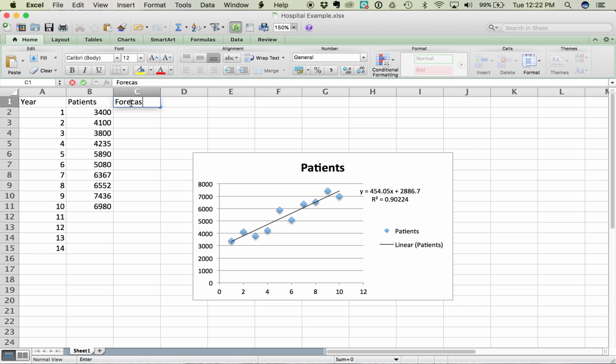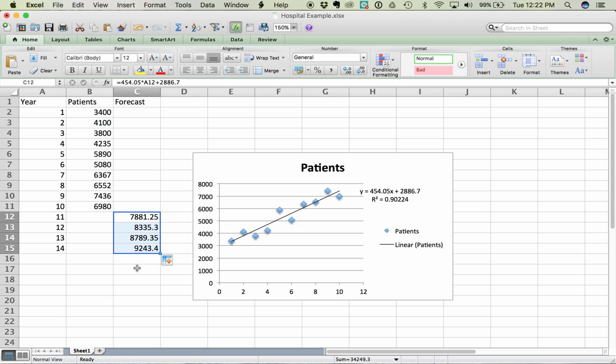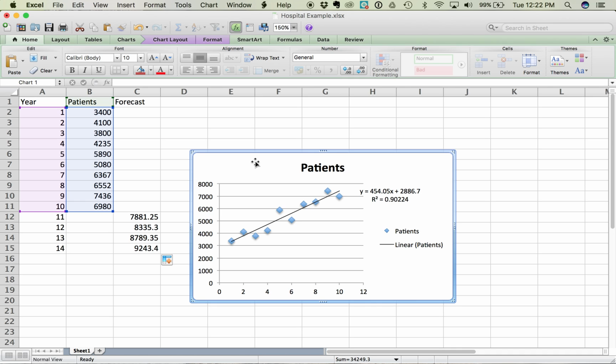So for our forecast, we want to take that formula of 454.05 times the period plus 288.67. We've taken that formula that we got from fitting a line, and we're just putting in year 11 instead of one of the previous years. We're going to drag that down. Now we can see that the forecast for the number of people needing procedures at our hospital has increased over time. We're going to remove that graph so that we can continue working and doing our capacity planning now that we have our forecast.